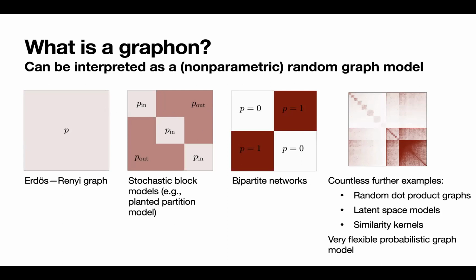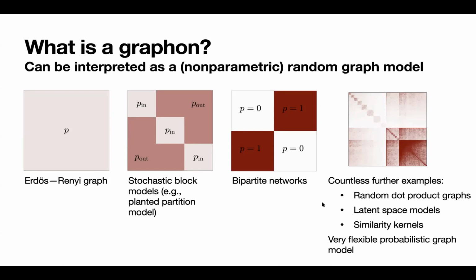out. Another example is bipartite networks, where you have kind of the opposite case of the planted partition model. If two nodes are close by in position space, they won't be connected, whereas if they're far apart, they're connected with probability 1. So that's now a complete bipartite network. But there are countless further examples where it's not as easy to draw a graphon picture. For example, there are random dot product graphs, latent space models, similarity kernels. So overall, it's a very flexible probabilistic graph model.